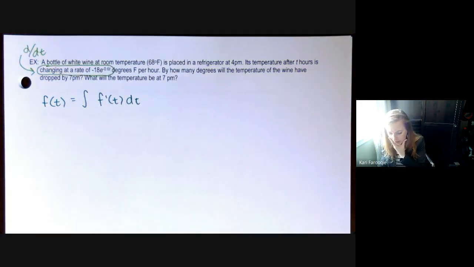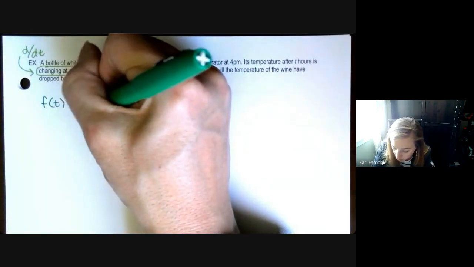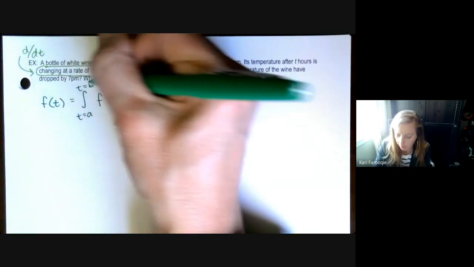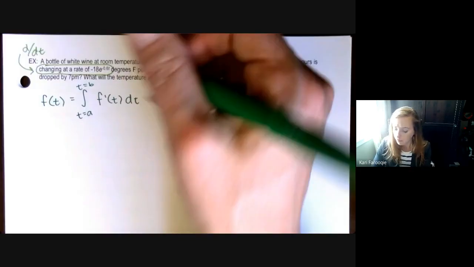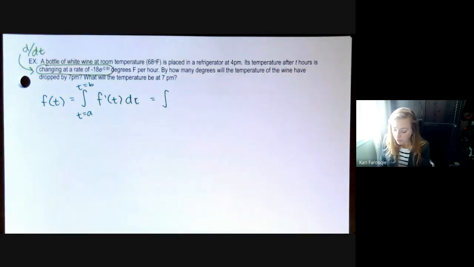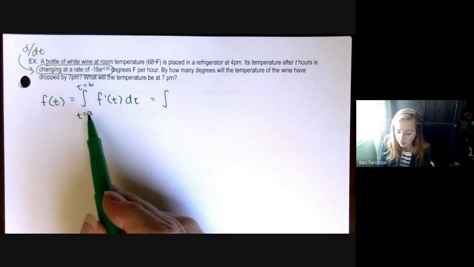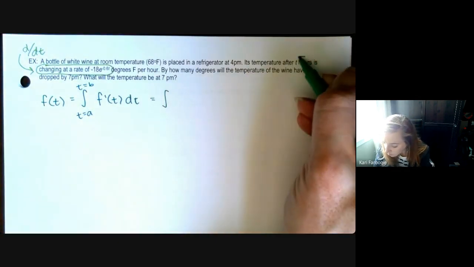So, okay, fine. But now you're thinking, what would my limits of integration be? Well, I need to go from a certain value of t up to another value of t. So generally speaking, I'm going from t equals a to t equals b. I just need to figure out what those times are. So let's go ahead and rewrite this integral using the information that we have. So I know that if I'm looking at t, remember that t is in hours.